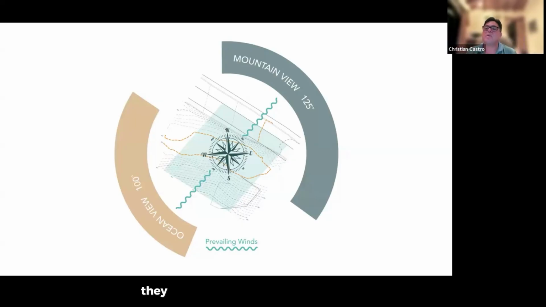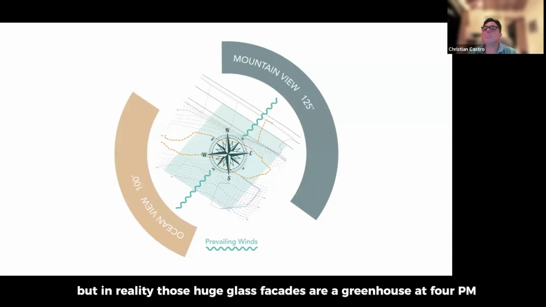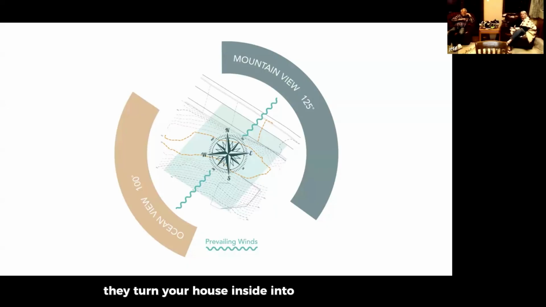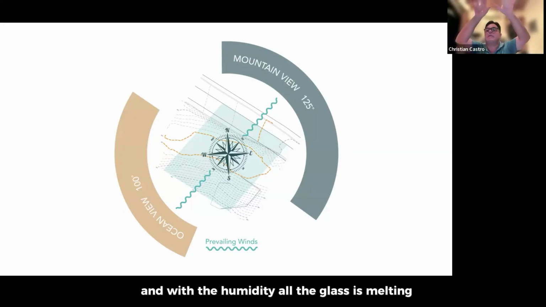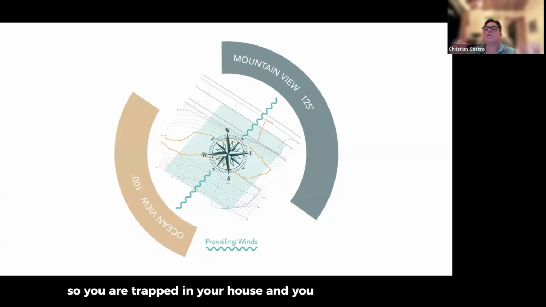They didn't have the openings. They were not intended for the high humidity we have, or for the overhangs that we needed, because you can have beautiful glass facades facing west to look at the ocean and the sunsets. But in reality, those huge glass facades are a greenhouse at 4 p.m. They turn your house inside into a greenhouse, and you have no way to escape from that. There's a continuous need to have AC in the house, and with the humidity, all the glass is fogging. So you are trapped in your house and you cannot see anything outside. You cannot see through the window.